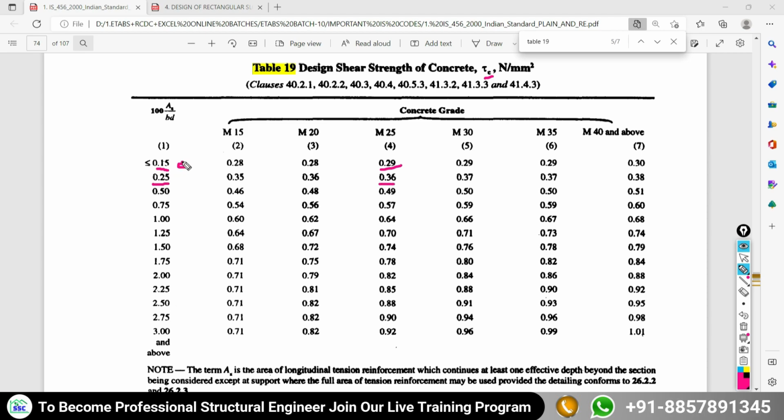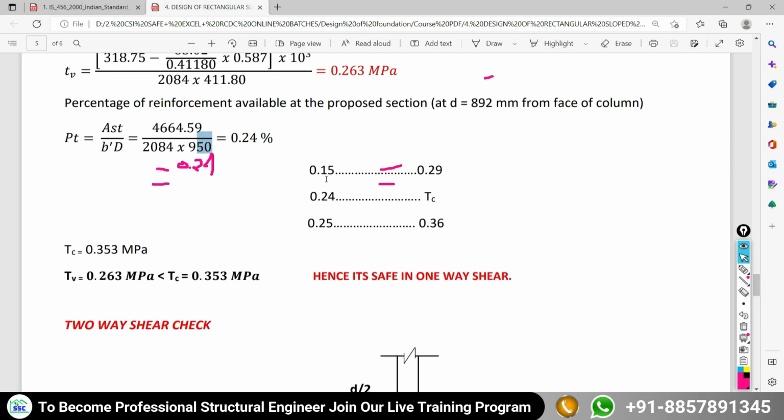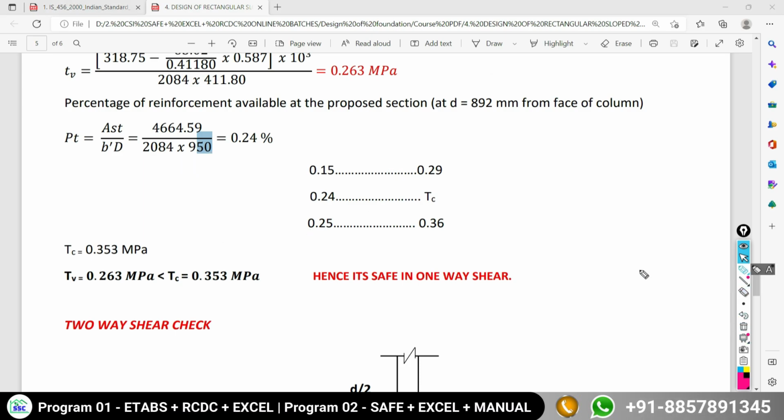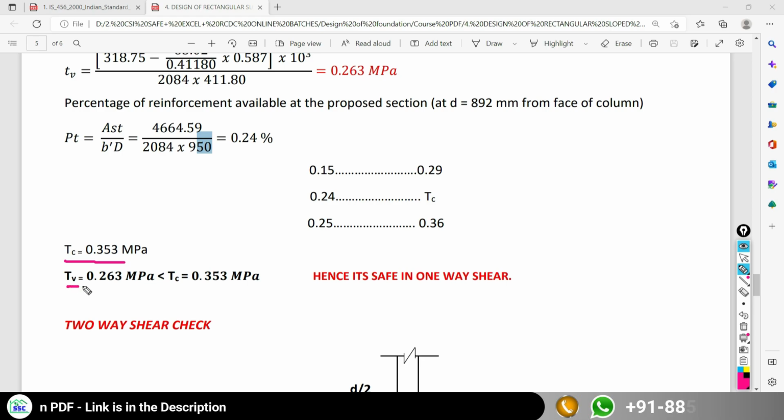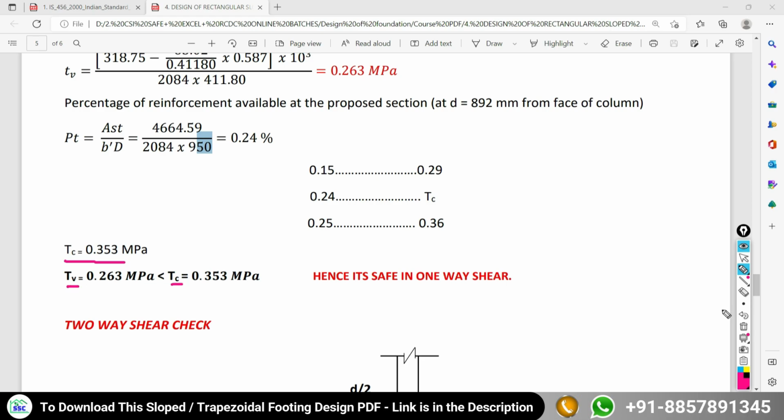And our percentage is what? 0.24, in between these two values. So we need to do the linear interpolation. After completion of the linear interpolation, we are getting the value of critical shear as 0.353 MPa, Newton per mm square. Now compare the nominal shear with your critical shear. We are getting that your nominal shear value is less than your critical shear, hence it is safe in one-way shear. We don't need to revise the design. Your provided percentage of reinforcement as well as the depth of your footing is safe.